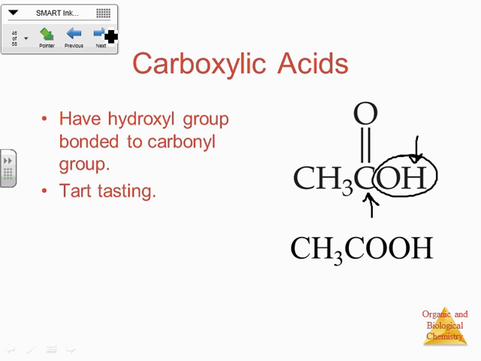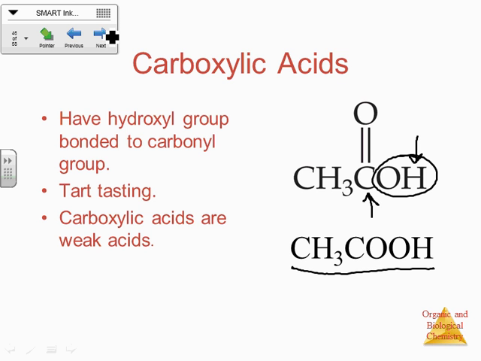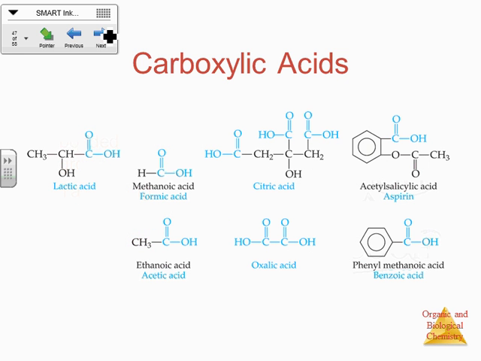These carboxylic acids are tart tasting, and they're weak acids. And so an example of that you're very familiar with, CH3COOH, that's acetic acid. The actual structure of it looks like this. You've got a carbon double bonded to an oxygen, and you've got the OH group on the end. The reason that this is an acid is because of this hydrogen right here. But these are weak acids, so they don't completely dissociate in water. They partially dissociate. But acetic acid is a good example of one of these carboxylic acids.